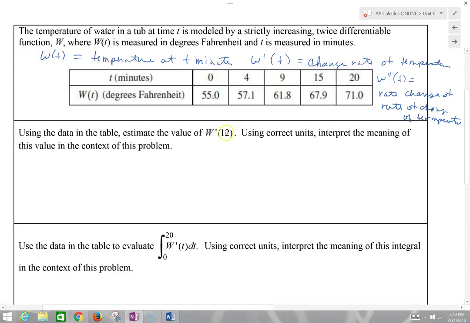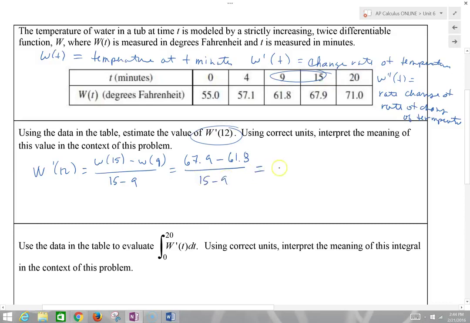So, using the data, we were asked to estimate the value of the rate of change. So this is really the slope at 12. We don't have 12 on here, but we do have 9 and 15. So we can take the average. So we can say that W prime of 12 is equal to W of 15 minus W of 9 over 15 minus 9. W of 15 is 67.9. W of 9 is 61.8.